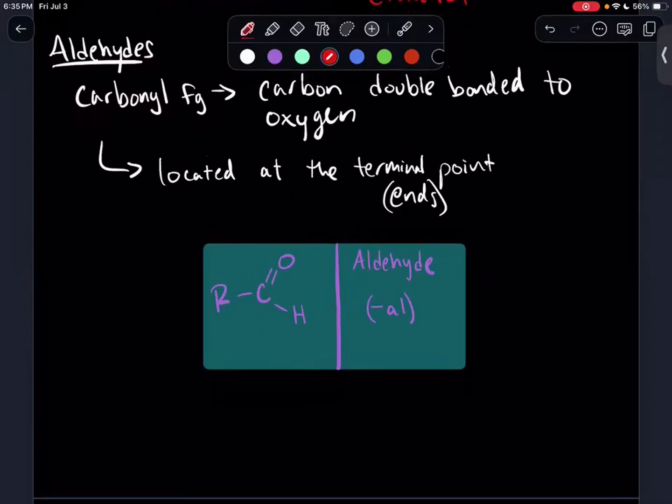Now, to do an example, we'll start with the simplest one, which is carbon double bonded to an oxygen, single bonded to a hydrogen, and the R group being one other hydrogen. Being one carbon, this is going to be meth, single bonds between any carbon and other carbons, which there are none, and al, methanal.